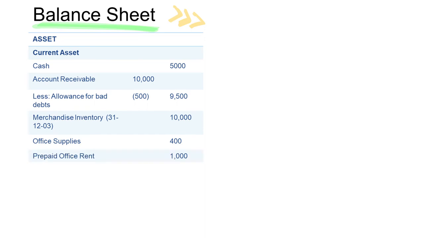Prepaid means you have already paid it, but you haven't used that thing yet. You haven't stayed in the office for the amount that you have paid. 1,000 is still remaining. That's your asset. This is something you gained. You gained a space for giving 1,000 and you still have time left for it. So prepaid office rent 1,000, it's an asset.